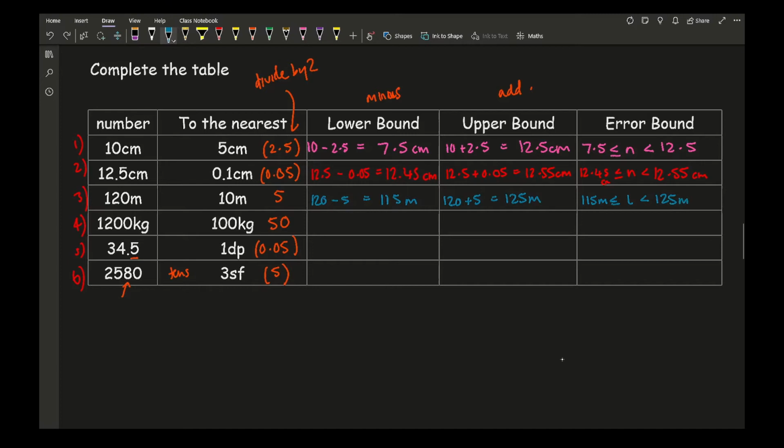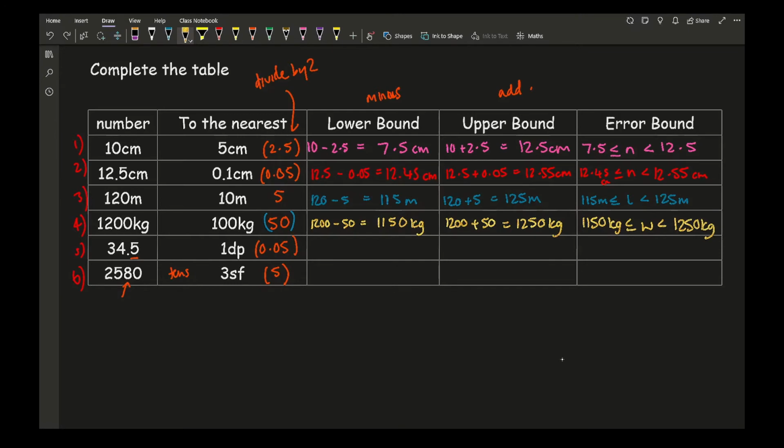Moving on to question 4. Again, I'm going to add and subtract 50. So here what I've got is 1200 minus 50, which is 1150 kg. Then I'm going to have 1200 plus 50, which is 1250 kg, and the error bound is going to be 1150 kg less or equal to, let's call it W, and it's going to be 1250 kg.